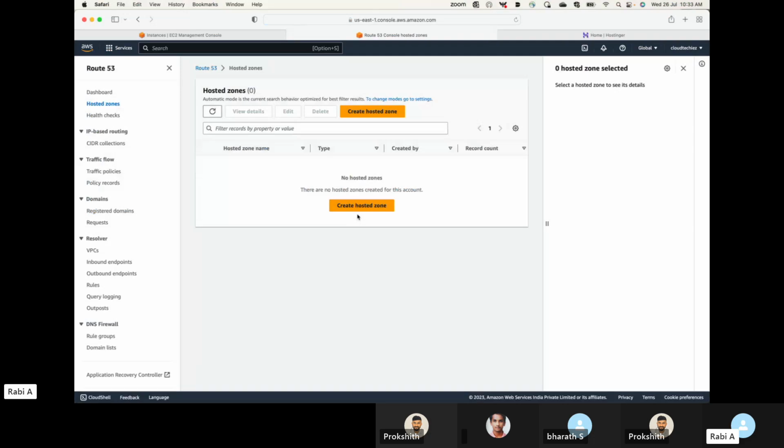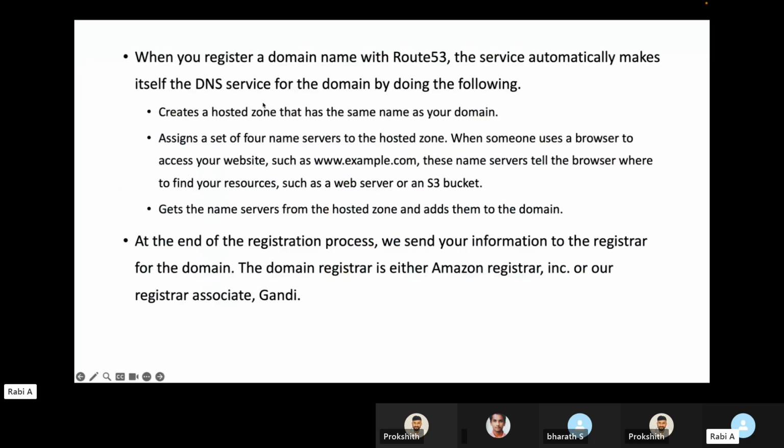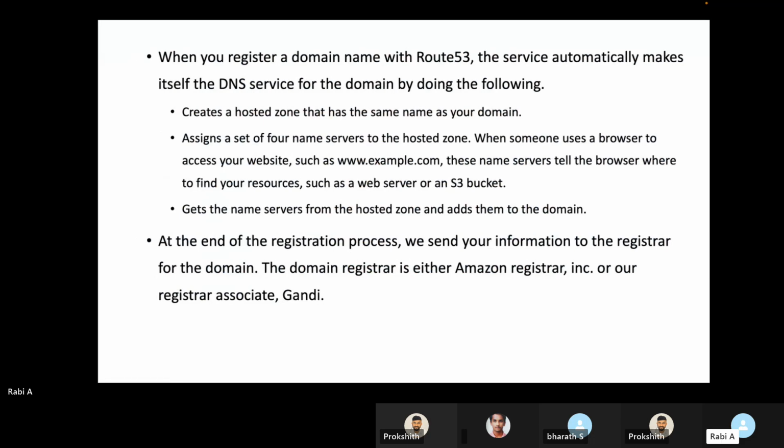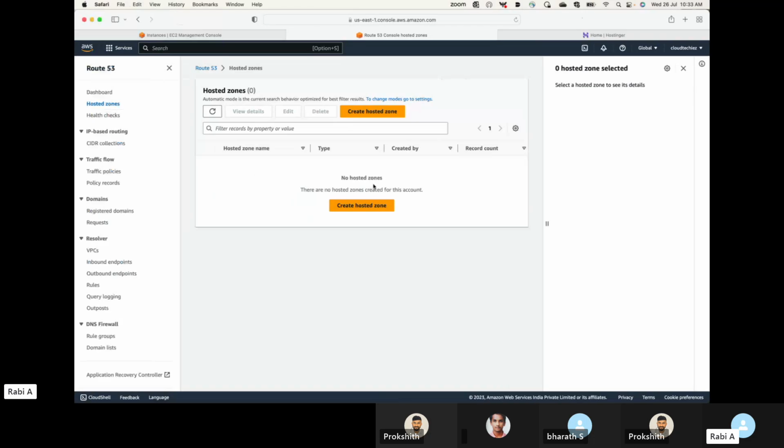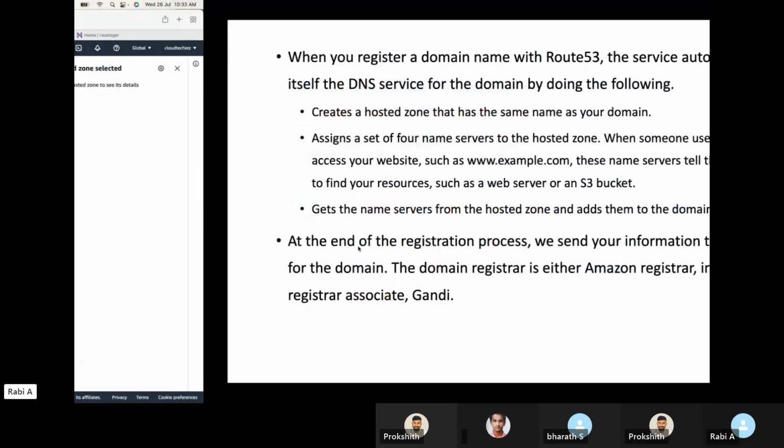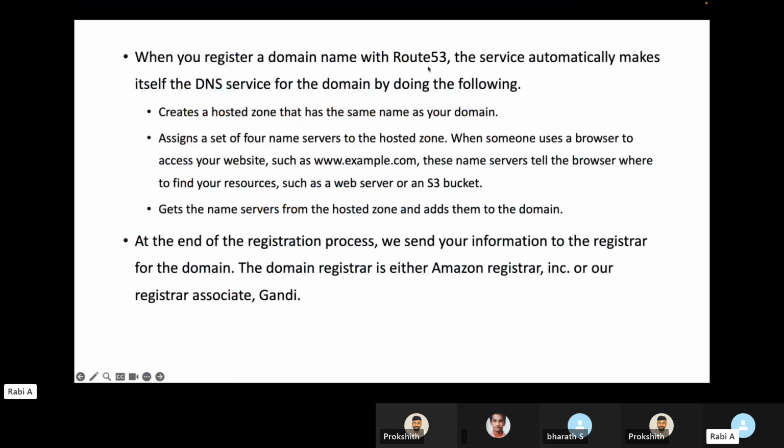So what is a URL, to which IP address it should go, to which load balancer it should go. To do that routing, we make use of hosted zones. If you have registered your domain with Route 53, Route 53 will automatically create this hosted zone for us. When you register a domain name with Route 53, the service automatically makes itself the DNS service for the domain by doing the following.